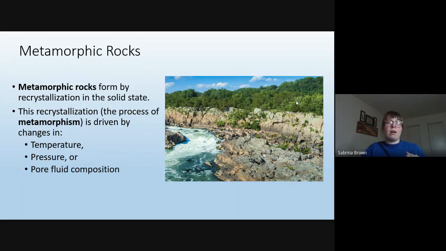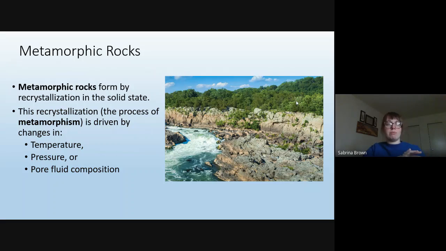So these are either lower temperatures than we find magma or at high enough pressures that the temperature that would usually melt rock is offset by the pressure. And so this recrystallization process, which we call metamorphism, is largely driven by changes in temperature and or pressure. And we'll talk a bit about why we say and or pressure when we talk about the two main types of metamorphism.